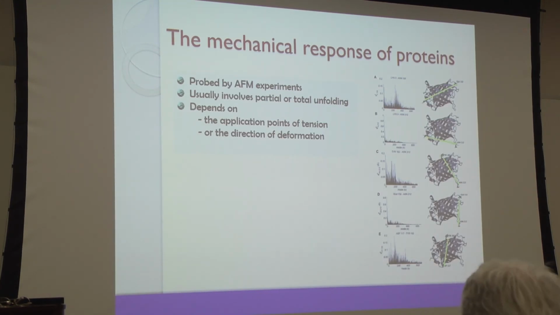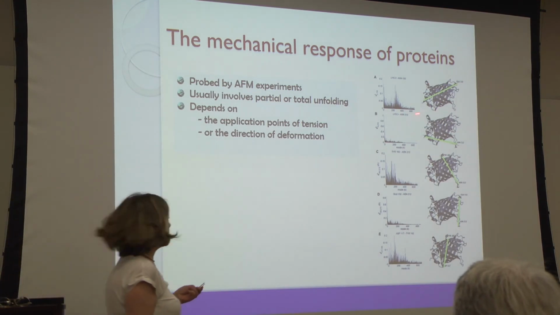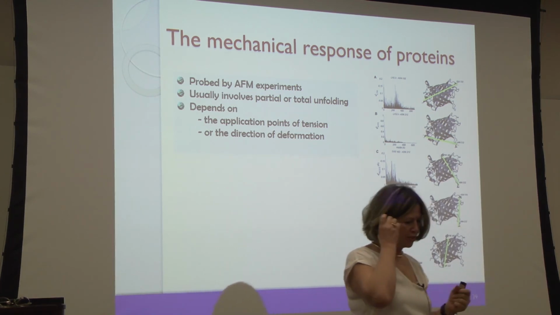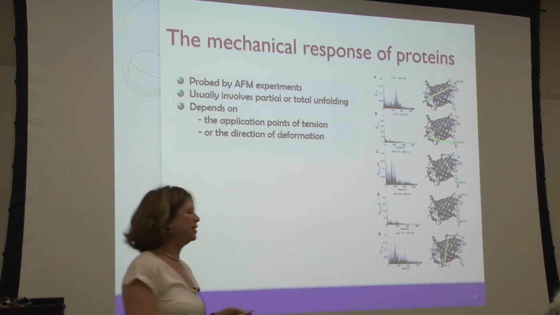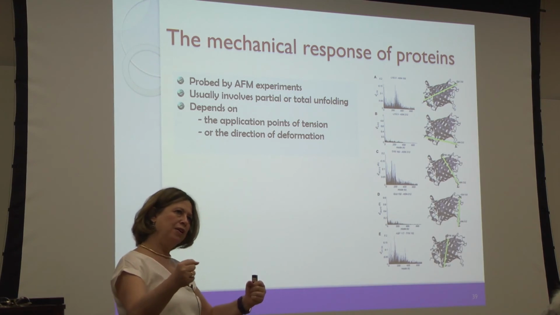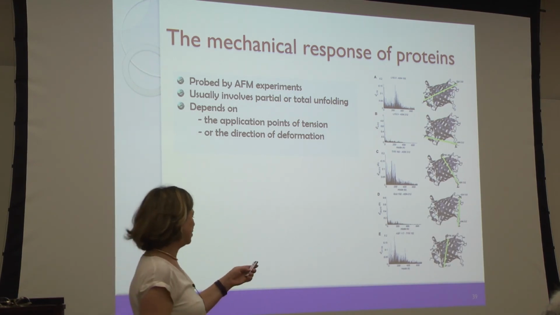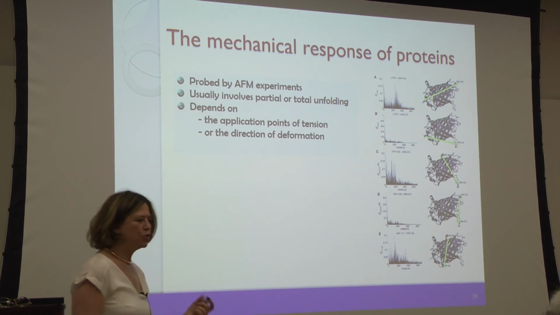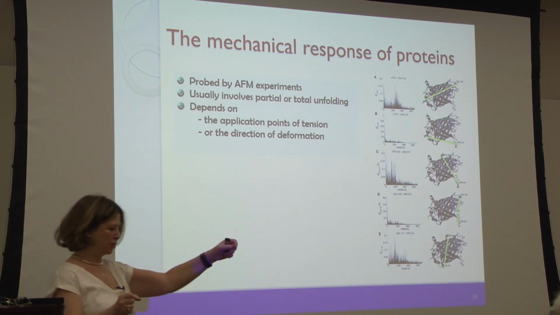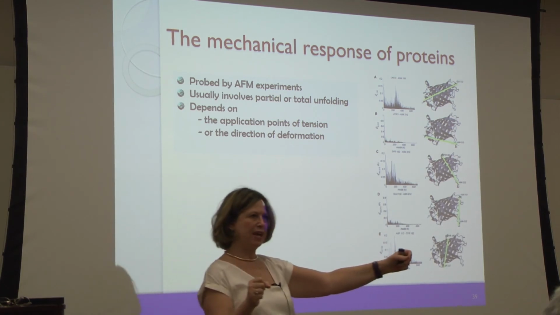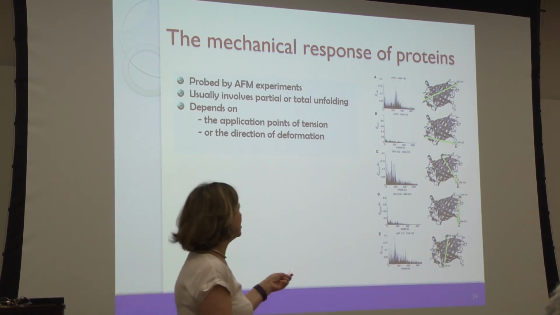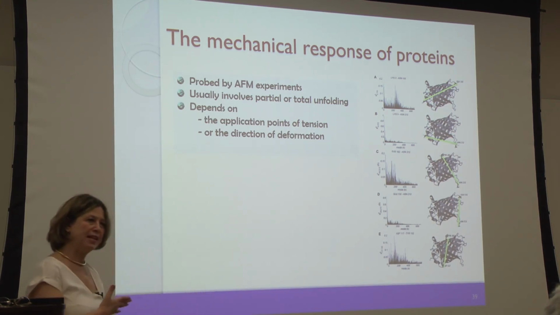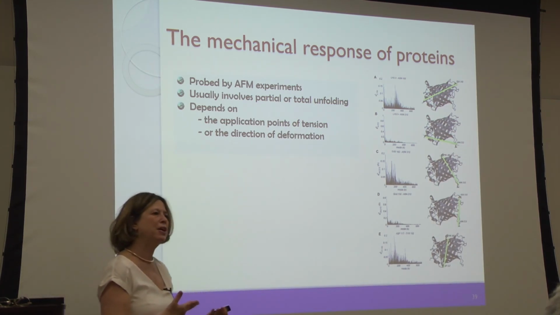I don't know if you can see. This was GFP, green fluorescent protein, for which a group in Germany did experiments, pulling the protein at various pairs of residues. Usually in AFM they pull at the two ends, the C and N termini, but in this case they were just selecting pairs of residues, and depending on the selected residue, there is a different response.